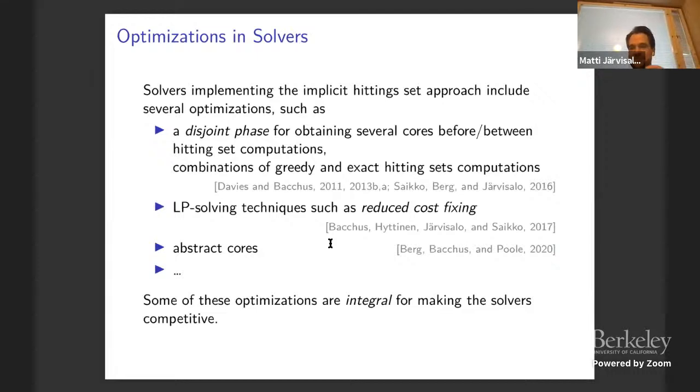That's a nice bridge to stating that you really don't implement the implicit hitting set approach like the rudimentary skeleton I showed you. So you do all sorts of tricks. For example, you do a disjoint phase where you don't just extract one core at each iteration with the SAT solver, but you extract the core and then tell the solver, disregard those clauses, is there another core? Disregard those clauses as well, is there another core? So you get these disjoint cores essentially for free, because after the first call, the SAT solver's calls tend to be quite trivial. And then you can throw all of the cores to the next hitting set IP call.